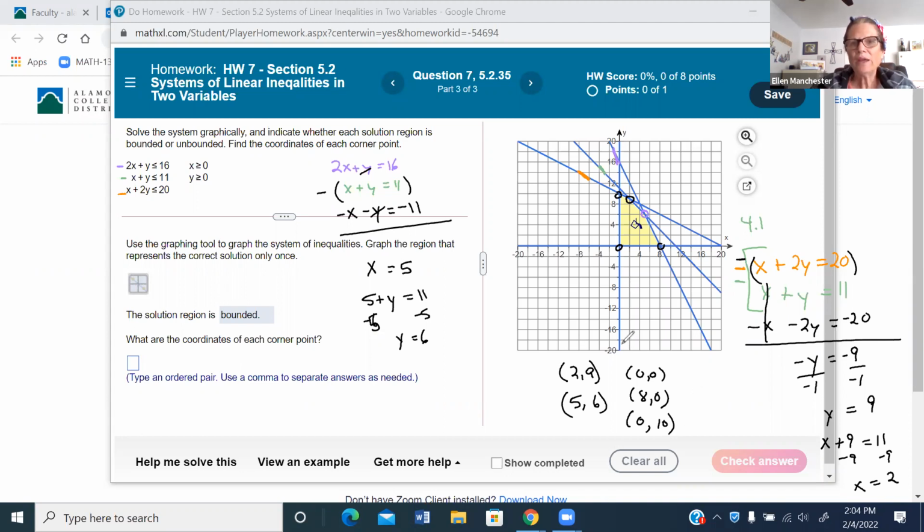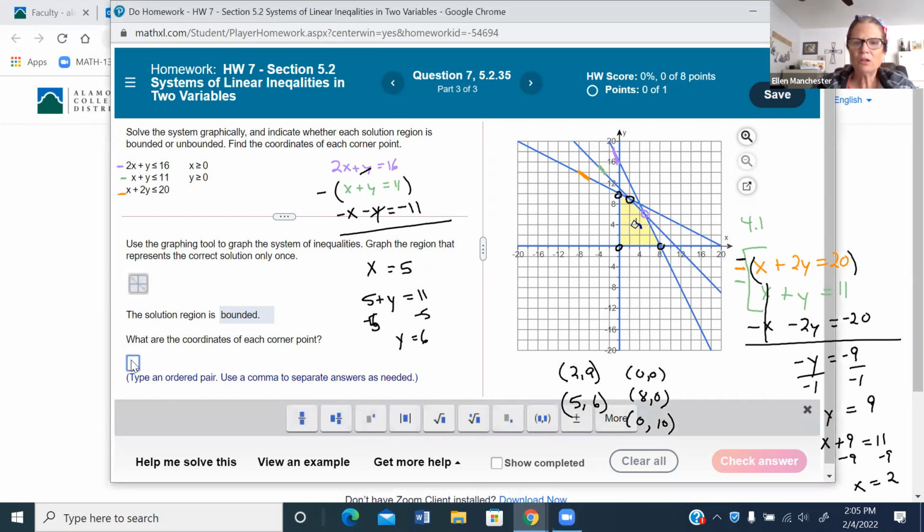Now when you are entering your answer, notice what it says: type an ordered pair, use a comma to separate the answers as needed. So you're going to do all of these ordered pairs. Here's your ordered pair right down here. I'm going to put in my values, and it doesn't matter what order you do it in. Here's one.